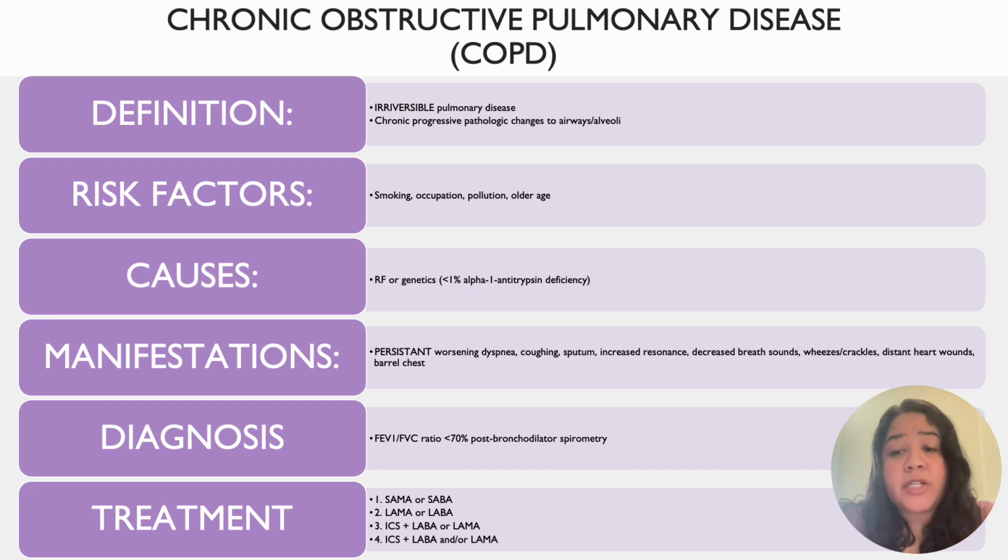COPD has 3 characteristics that we should really know because they shout COPD, all right? Dyspnea, chronic cough, and chronic sputum. So those are the 3 indicators of COPD that we should really be watching out for.